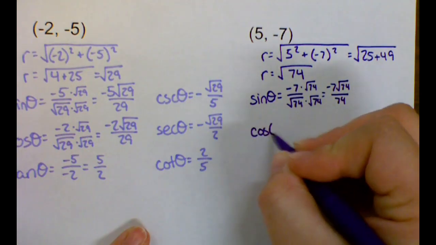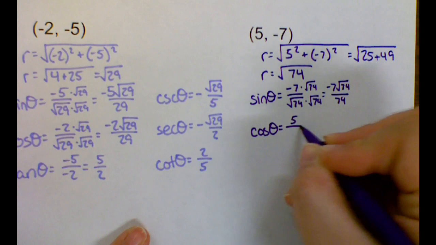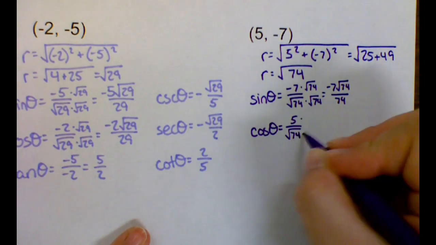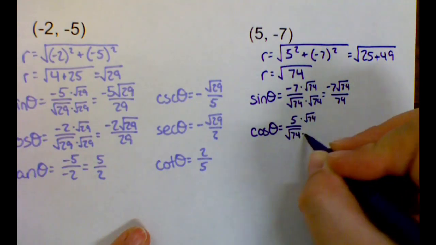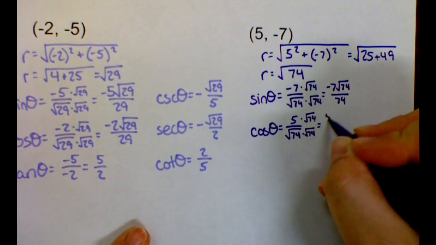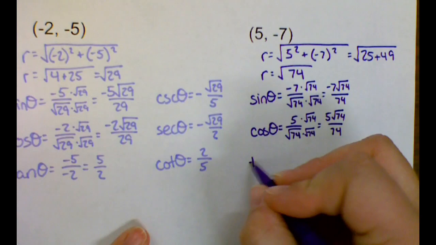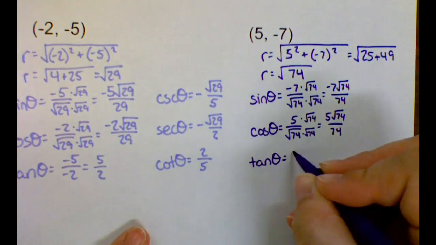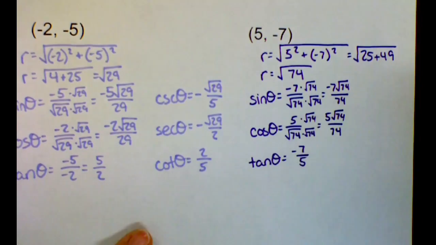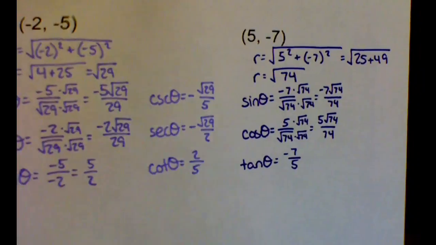The cosine of our angle, same thing, it's x over r. Rationalize our denominator. We get 5 square root 74 over 74. And the tangent of our angle is y over x, negative 7 over 5, and that one is good.